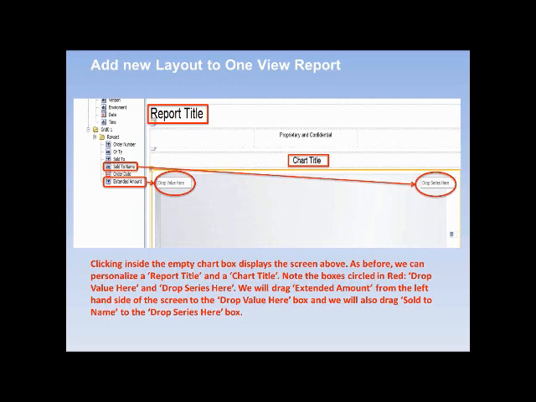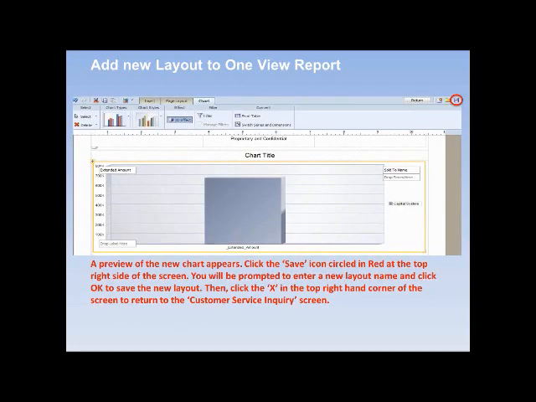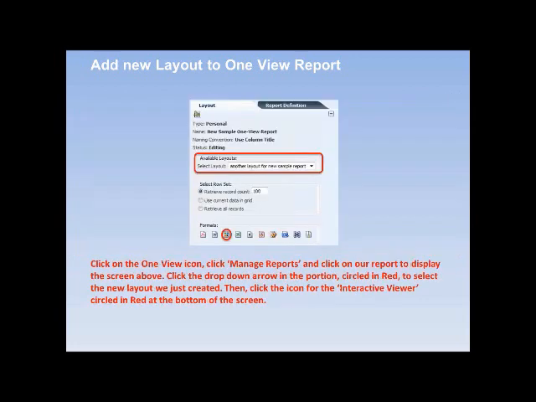I will now populate the chart area by dragging Sold To name to the right and drop series, and extended amount into drop value here. Clicking inside the empty box displays the screen above, and I can personalize report title and chart title as I did before. Next slide, please. A preview is shown on this screen. I'll click the Save icon in red at the top right, and I'll then be prompted to enter a new layout name and click OK to save it. And then I'll click X to close it in the same way.